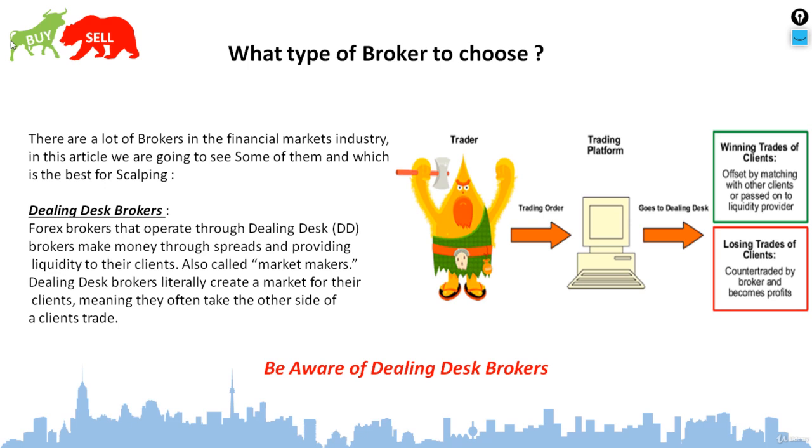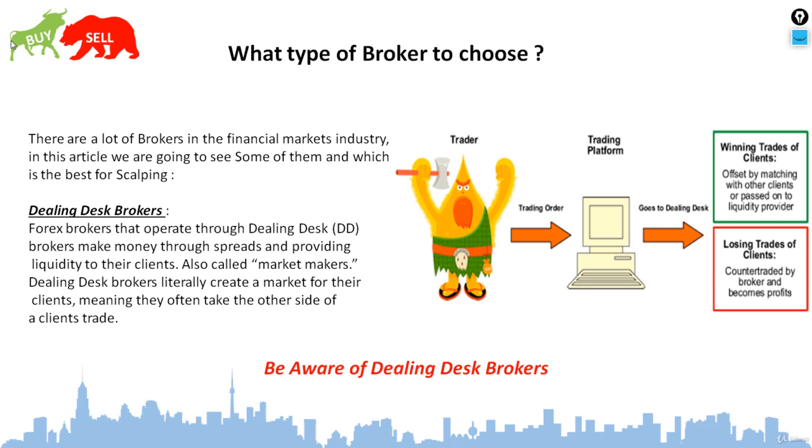What type of broker to choose? There are a lot of brokers in the financial market industry. In this chapter, we are going to see some of them and which is the best for scalping. First, we have dealing desk brokers. Forex brokers that operate through a dealing desk make money through spread and providing liquidity to their clients, and are also called market makers. Dealing desk brokers literally create a market for their clients, meaning they often take the other side of a client trade.